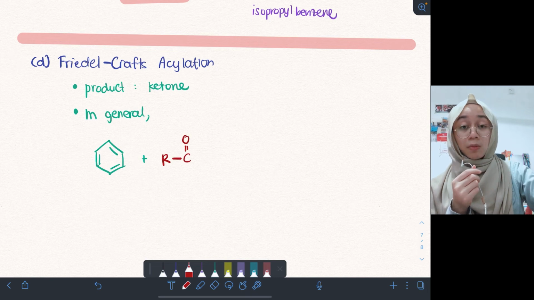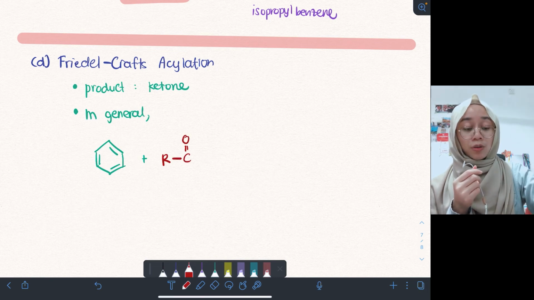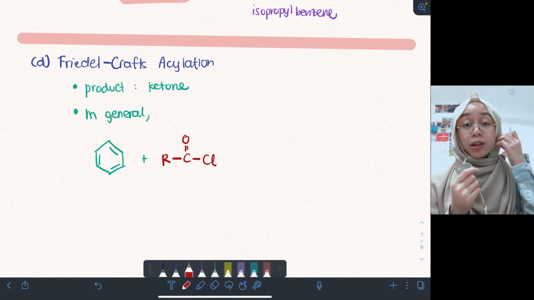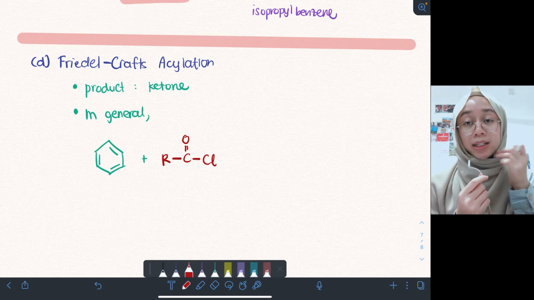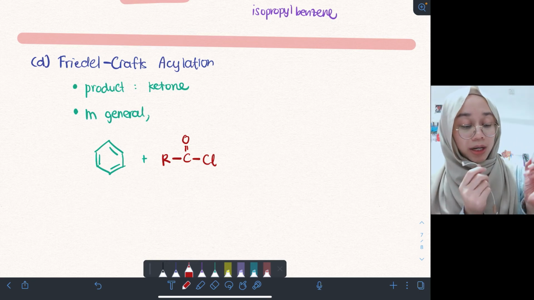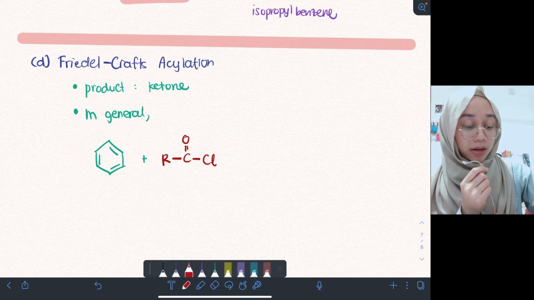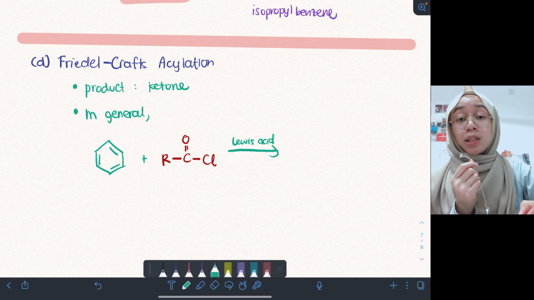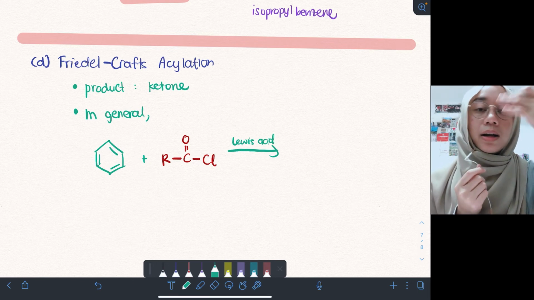Dia kena ada C double bond O. Okay, kita ada alkyl group yang attach dengan C double bond O, and then C double bond O ni kena ada attach dengan Cl. So itulah acyl chloride sebenarnya, C double bond O yang attach dengan Cl. Okay, so that is acyl chloride. And again, benda yang sama kamu akan nampak berulang kat sini. Kita akan perlukan Lewis acid. And again, Lewis acid plays the role as catalyst.